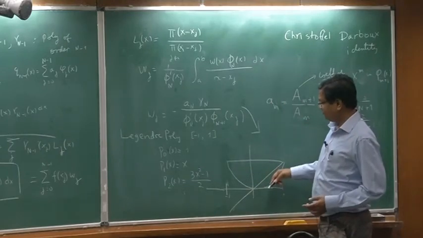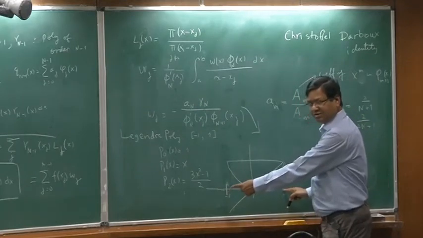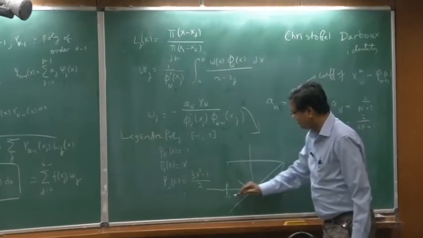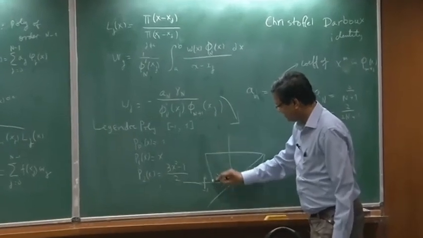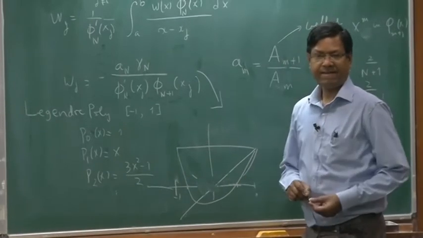So I am using this one. My abscissas will lie between minus 1 and 1. Sorry, I made a mistake. It has two roots. It is zero at these roots. Okay.